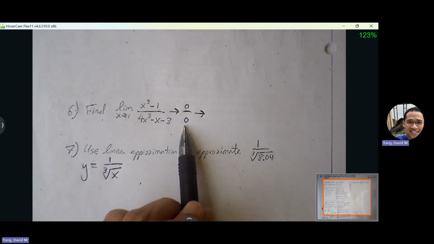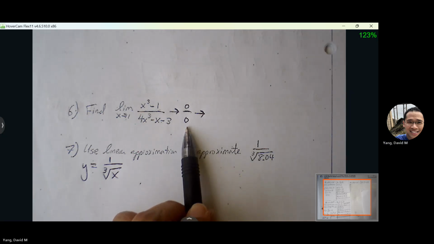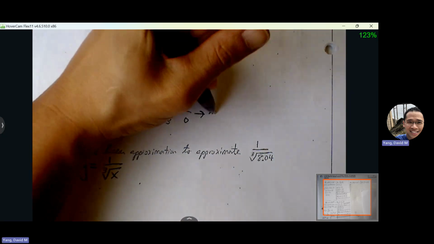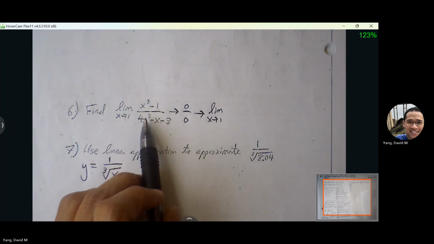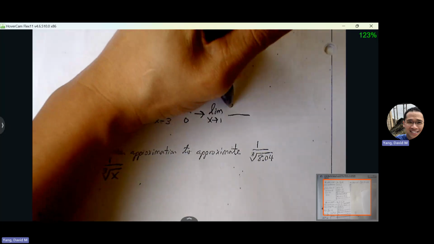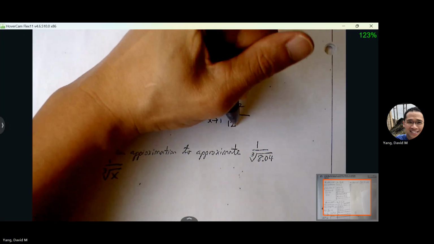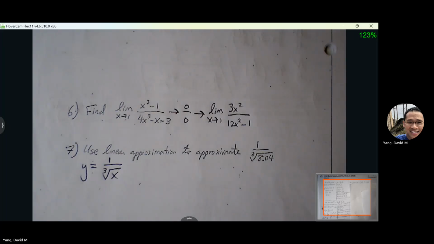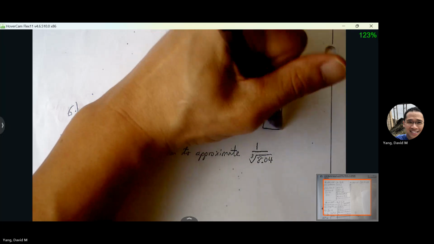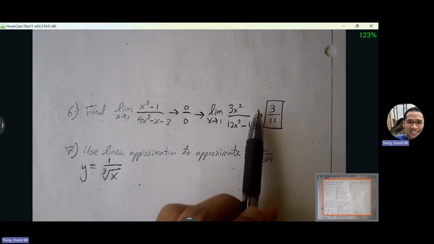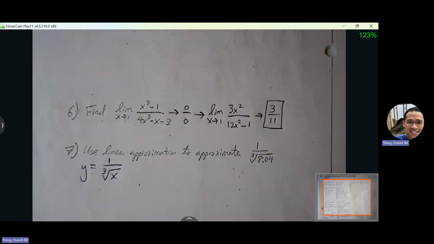Okay, if we get 0/0, that allows us to do what? L'Hopital's rule. So take the derivative of the top, derivative of the bottom, and then reevaluate. If you get a real number, you can stop. If you get a 0/0, you can do L'Hopital's rule again.